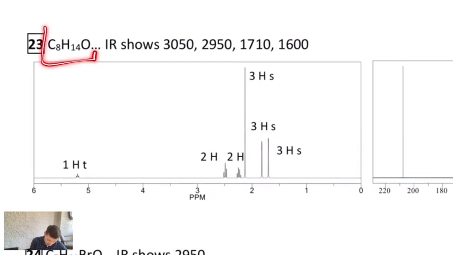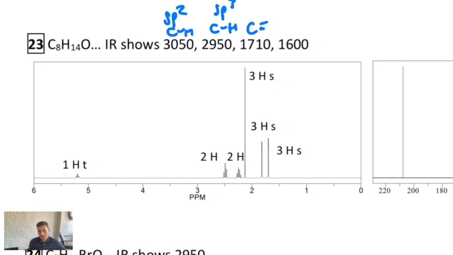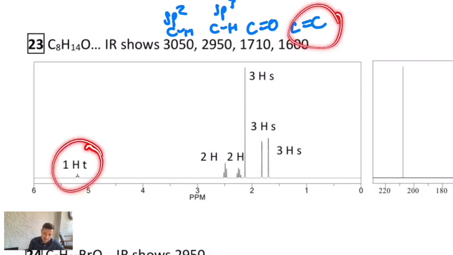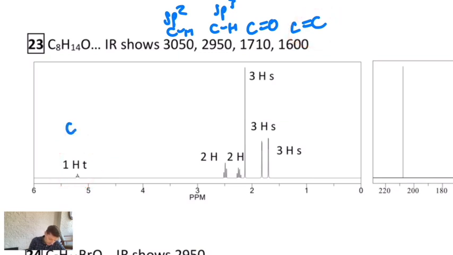C8H14O. IR shows sp2 CH and sp3 CH bonds. 1710, that's a carbonyl, probably a ketone or an aldehyde, a little low on the 1700s. If it was in the upper 1700s, it might be like an ester or an acid chloride or something. 1600, carbon-carbon double bond character, and that's the first thing I'm going to make sense of in the proton NMR. I spy a vinylic hydrogen, similar to what we saw on the front.